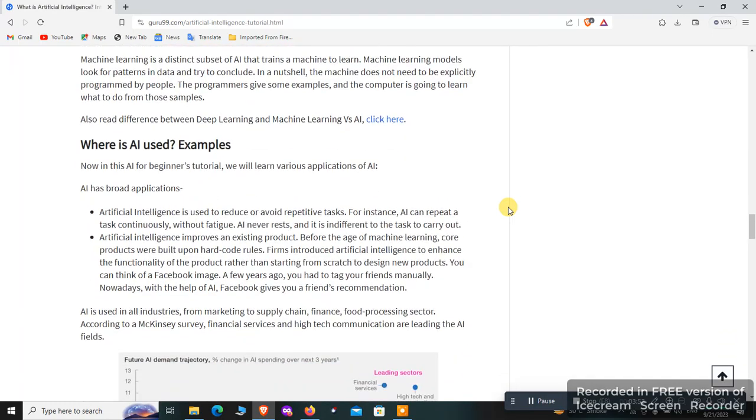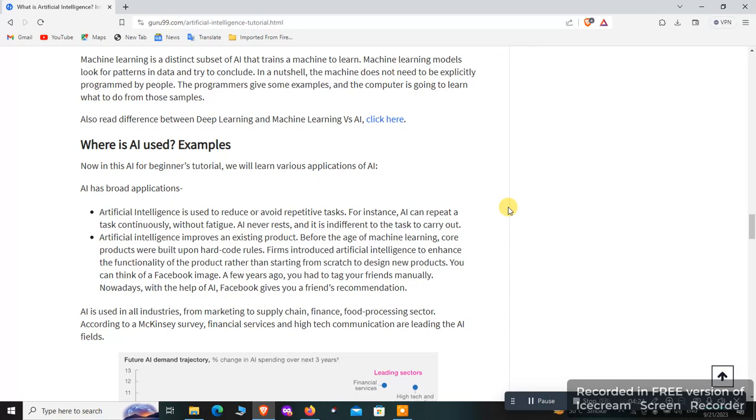Where is artificial intelligence used? Artificial intelligence is used to reduce repetitive tasks. For instance, AI repeats your task continuously without fatigue. Artificial intelligence never gets tired of the tasks it can carry out. Artificial intelligence improves existing products. Before the age of machine learning, products were built upon hard-coded task rules. Artificial intelligence is introduced to enhance the functionality of products rather than starting from scratch and designing new products.